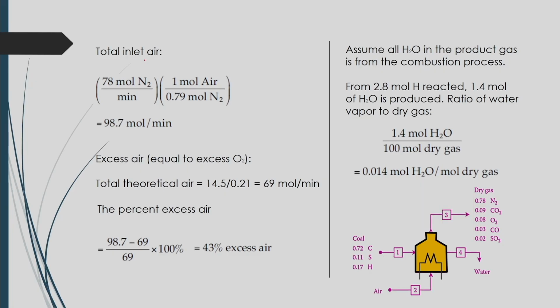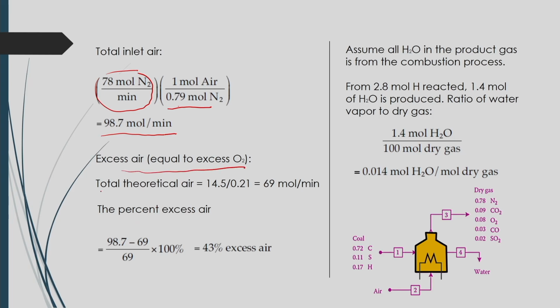Now, total inlet air: since only nitrogen is considered, 0.79 mole of nitrogen is in 1 mole of air. So, 78 mole of nitrogen will be in how many moles of air? It will be simply, as per calculation, 98.7 mole per minute. So, excess air is equal to excess oxygen.